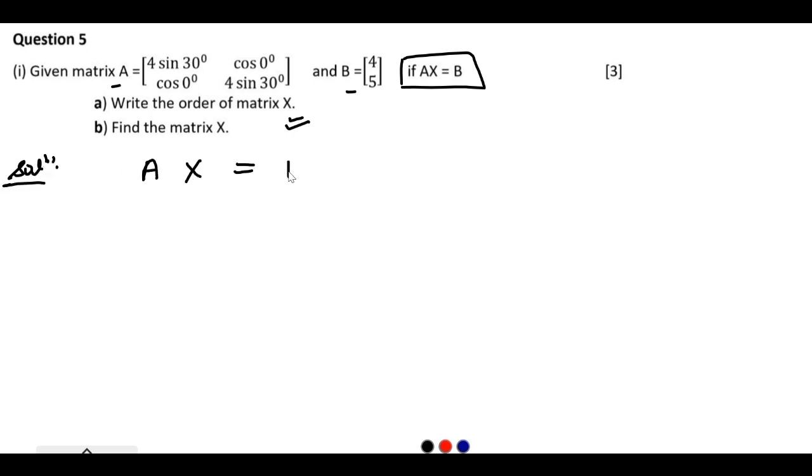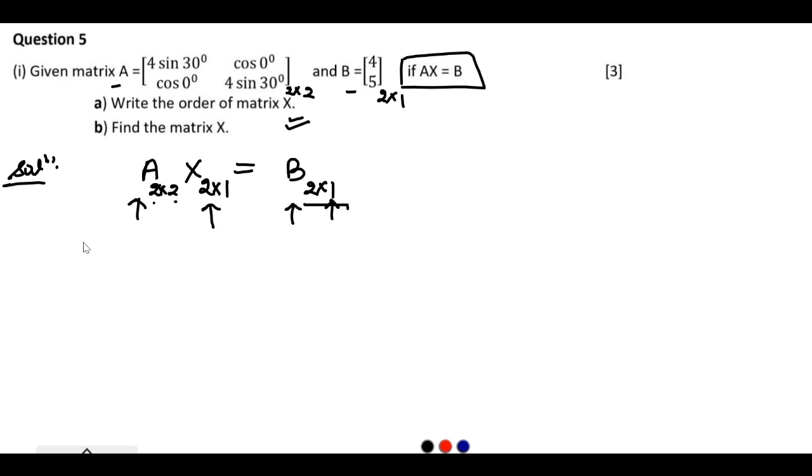AX is equal to B, and the order of matrix A is 2 by 2 and the order of matrix B is 2 by 1. Then the order of matrix X: because AX is possible, multiplication is possible, it means the number of columns in A is equal to the number of rows in B, and the resultant matrix is of order 2 by 1. It means the number of columns in X is 1.